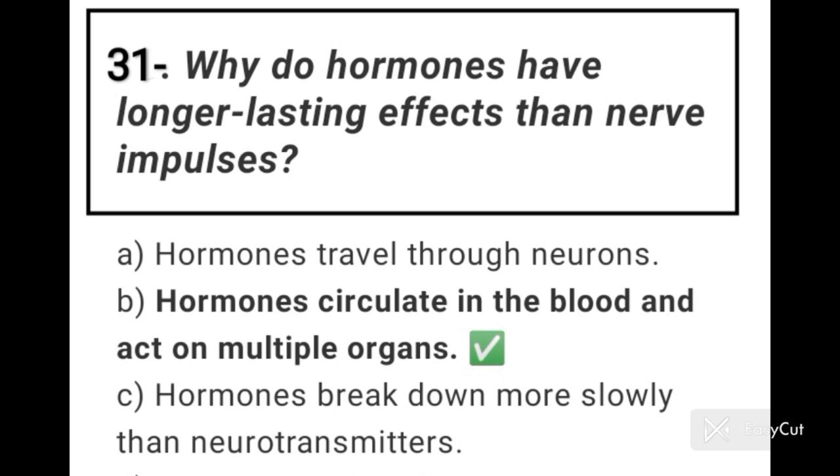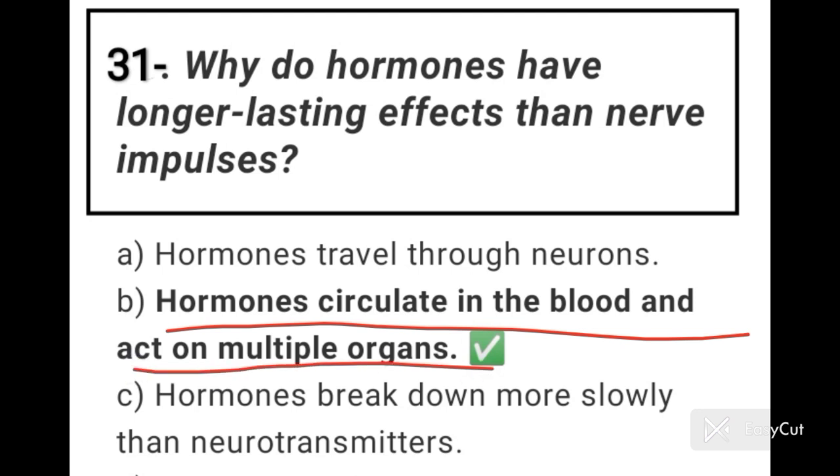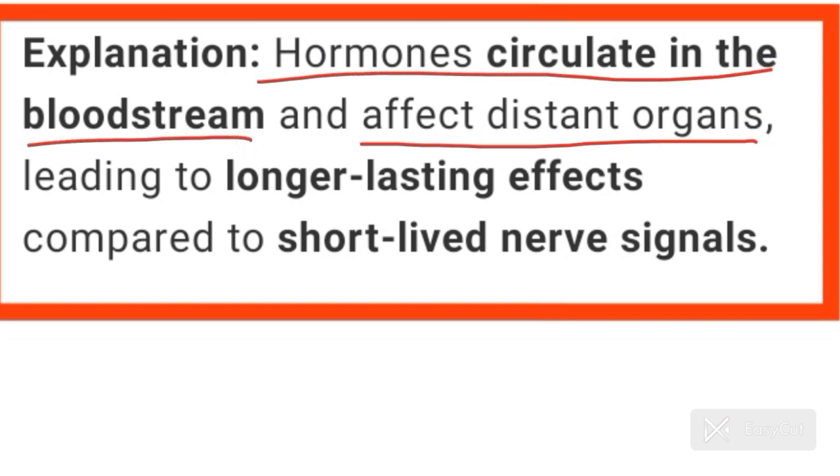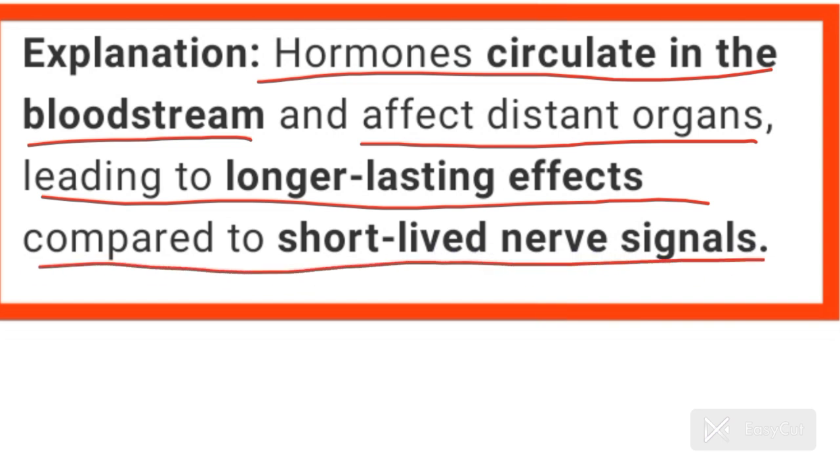हॉर्मोन्स का इफेक्ट नर्व इम्पल्सेस के कंपैरिजन में लॉन्गर लास्टिंग होता है बिकॉज हॉर्मोन्स सर्कुलेट करते हैं ब्लड में और मल्टीपल ऑर्गन्स पर एक्ट करते हैं. ऑप्शन बी इज करेक्ट फॉर क्वेश्चन नंबर 31. हॉर्मोन्स सर्कुलेट इन द ब्लड स्ट्रीम एंड अफेक्ट डिस्टेंट ऑर्गन्स leading to longer lasting effects compared to short-lived nerve signals.